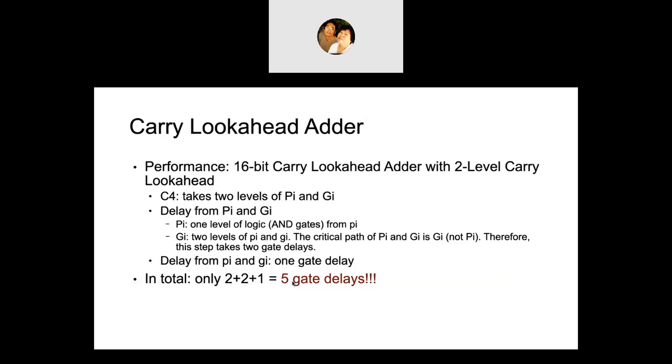But in terms of the carry lookahead adder equation, why do I have to ask about the equation? It's just because tomorrow we are going to implement the carry lookahead adder. So if you have questions, please ask straight away. Tomorrow we are going to simulate the carry lookahead adder.